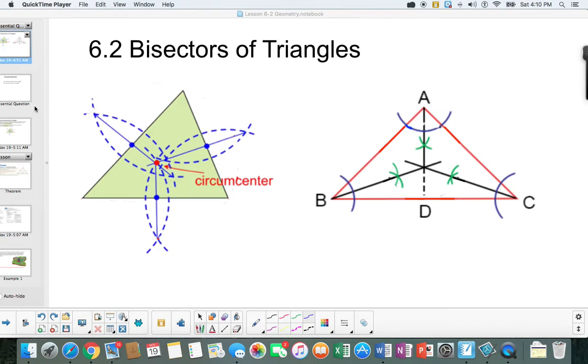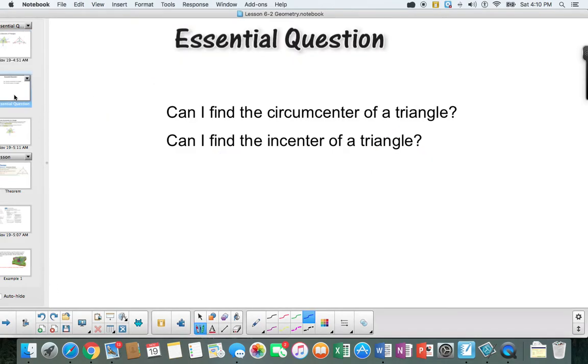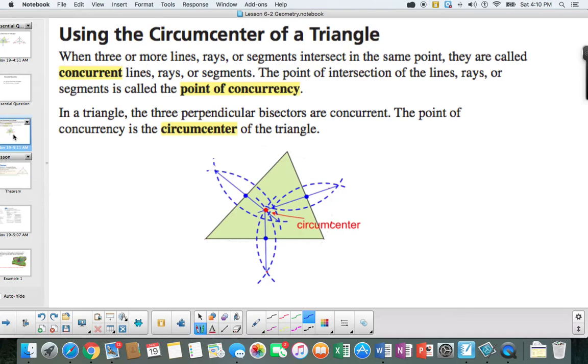6.2 Bisectors of triangles. Essential question: can I find the circumcenter of a triangle? Can I find the incenter of a triangle? Let's take a look at this word concurrent. When lines, rays, or segments meet, we call this a point of concurrency, especially when it's three or more lines.